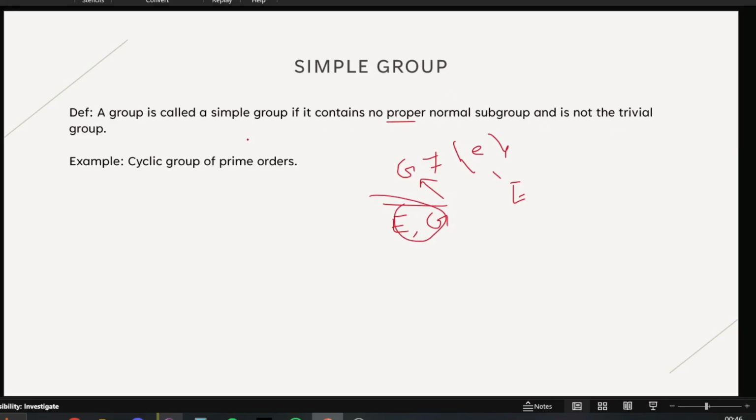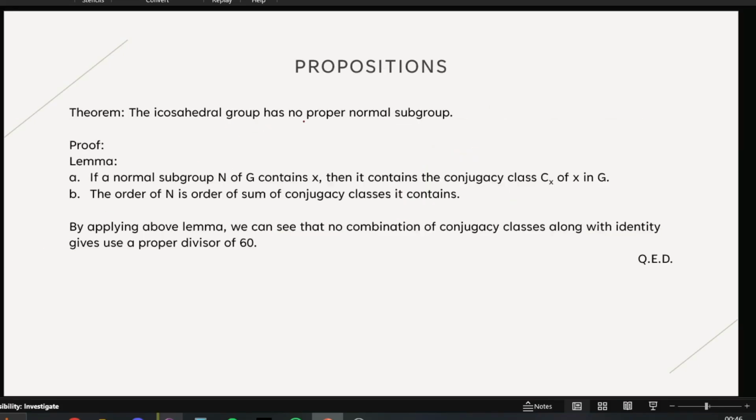If there are no proper normal subgroups, then we call that group a simple group. For example, cyclic groups of prime order. So if we take F7, then that will be a simple group. That is one example. We also have that the icosahedral group has no proper normal subgroup, so we are basically calling the icosahedral group simple.